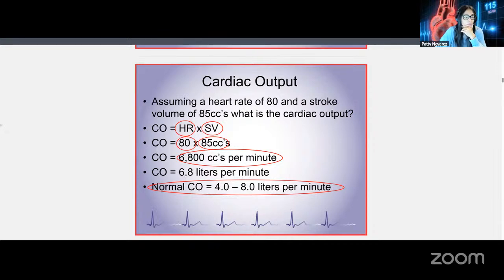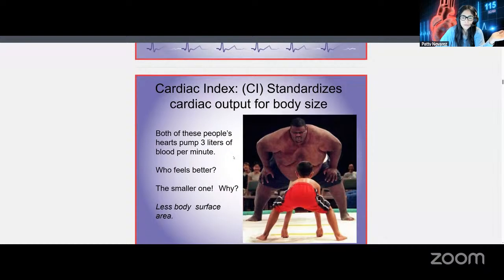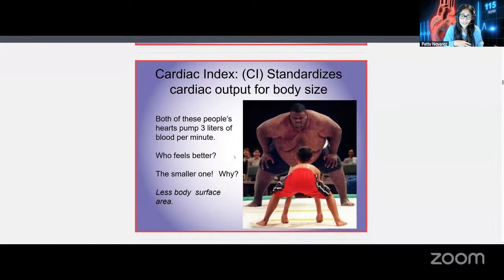Okay, so this is basic. And remember, this is not what we're going to use for your exams. By the way, you're going to have to demonstrate your work when you're doing these equations for this class. So this is just like a walk-by. Now, remember we talked about cardiac index related to BSA, the body surface area.